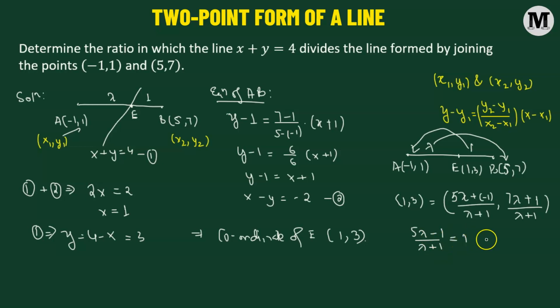So this will be equal to 1. We're using the x coordinate, so 5 lambda minus 1 equals lambda plus 1. So 5 lambda minus lambda gives 4 lambda equals 1 plus 1, that's 2. Which means lambda comes out to be 1 over 2. Or we can say the ratio is 1 is to 2. So this is the ratio in which the line x plus y equals 4 divides the line formed by joining the points A and B.